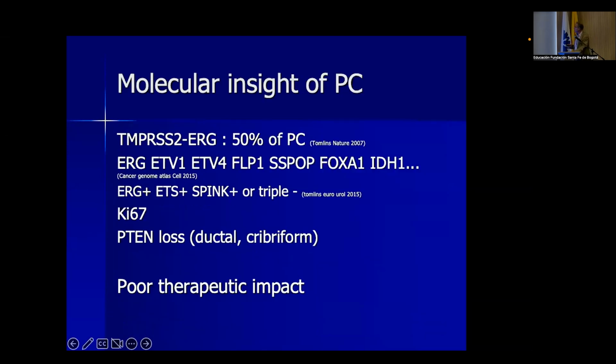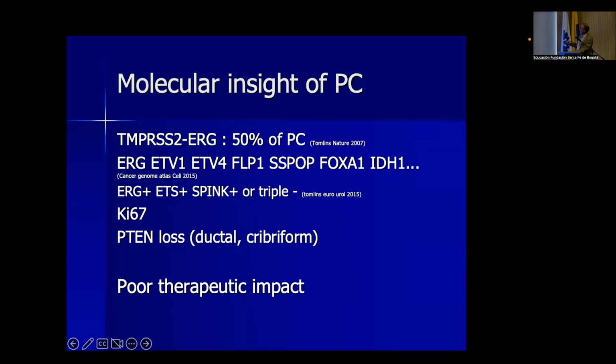Now, a few words about the molecular insight of prostatic carcinoma that can maybe help in taking care of the aggressive prostatic carcinoma. So the first one, the TMPRSS fusion gene, has been described as present in 50% of prostatic cancers, but it's an early event, so it has no real impact. It makes together a transcription factor and a receptor of the hormones, so it increases the presence of this receptor on the surface.